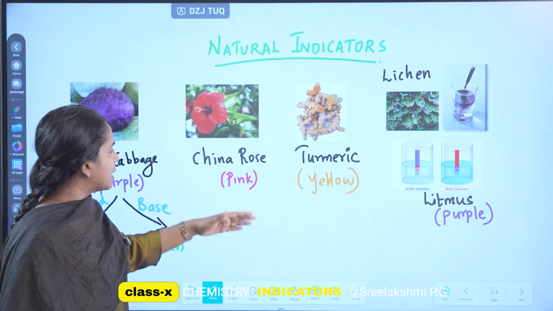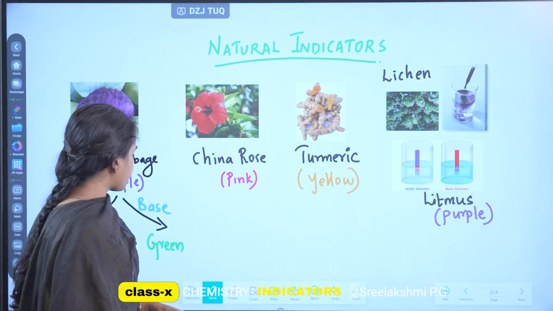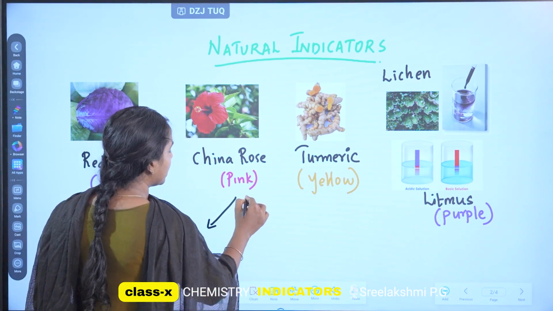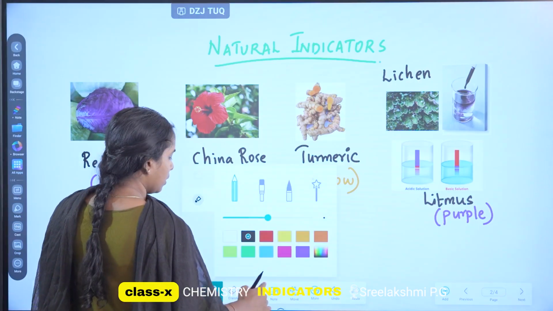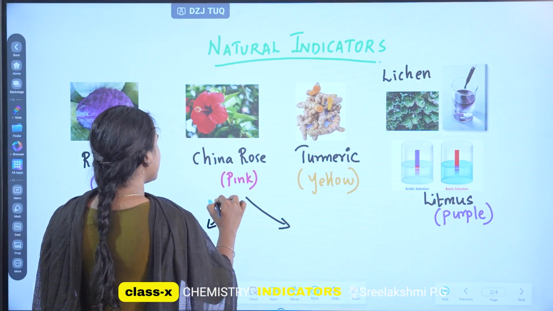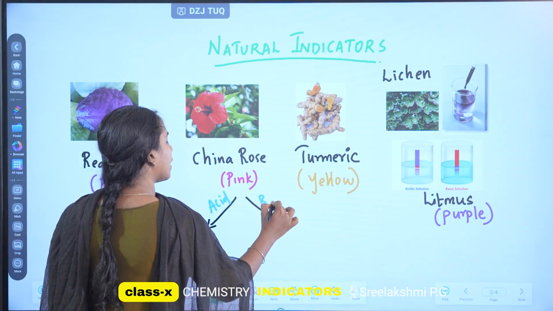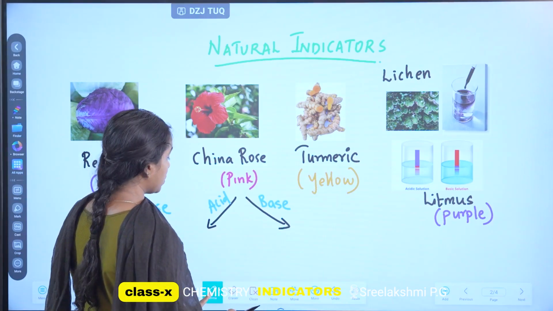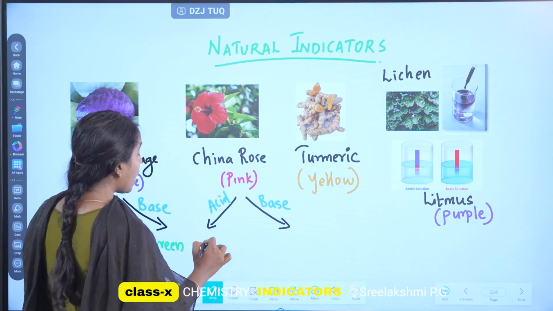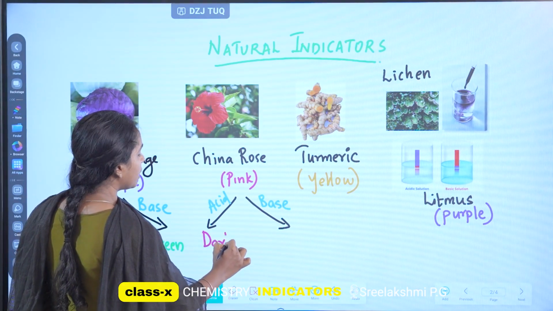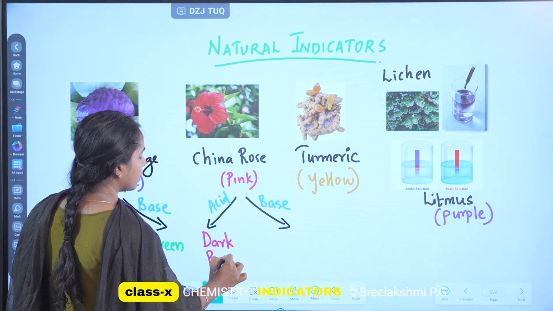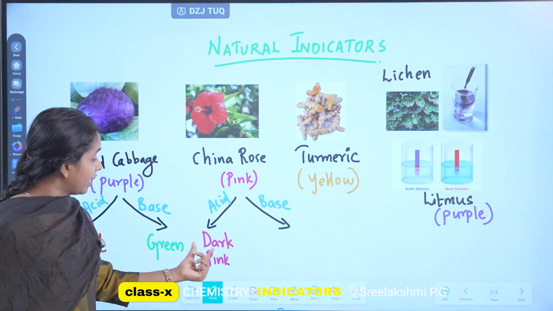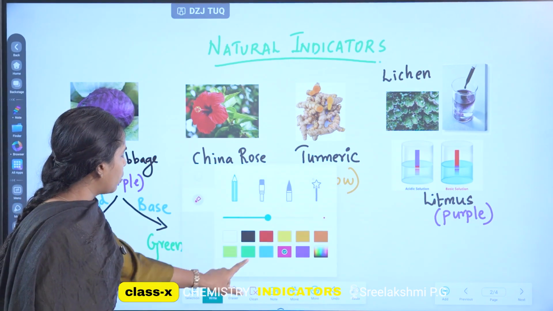Now we will move on to the next one, that is China rose. We will see which color it gives in presence of acid and base. Here I am adding acid and on this side we will add base. In presence of acid, which color will it give? It will give a dark pink. Its actual color was a light pink, but in presence of acid it will give a dark pink.